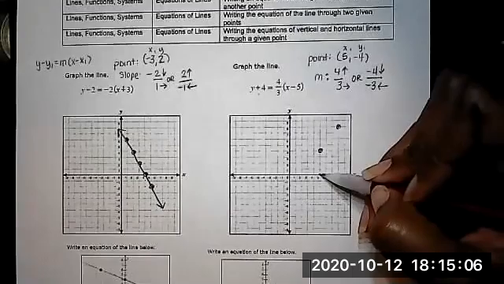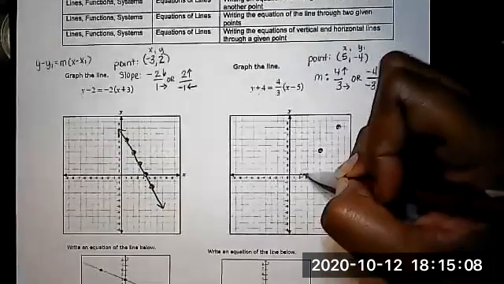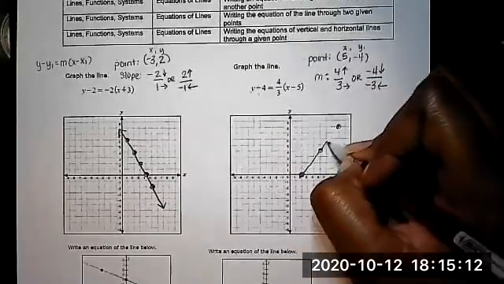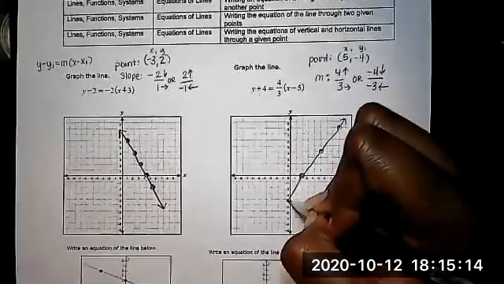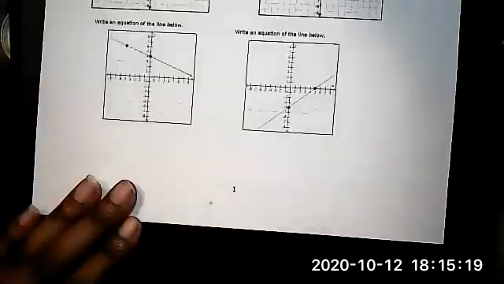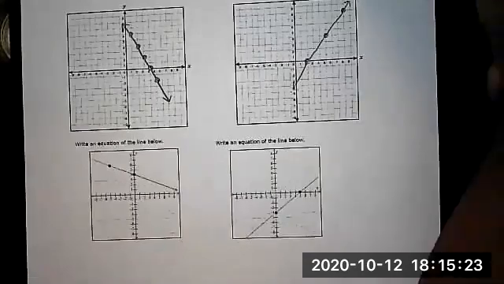I lost my place. 1, 2, and 3. There we are. And we can do it again if we wanted to, but we don't have to. We'll just graph that. Perfect. All right, so now it says write an equation of the line, okay?